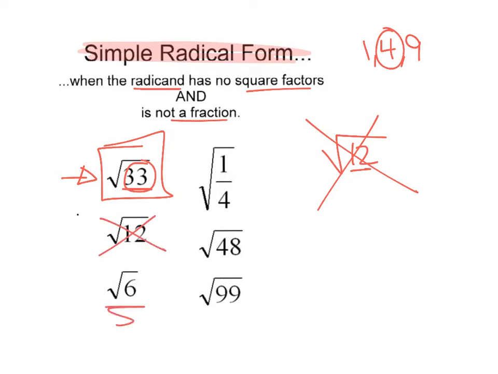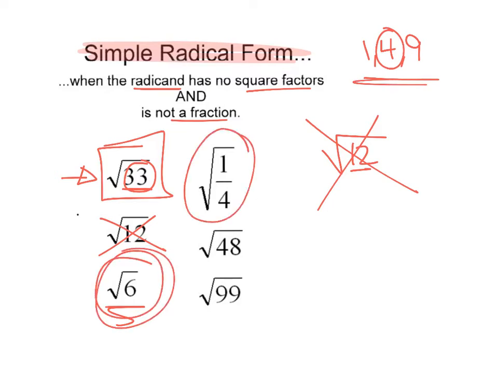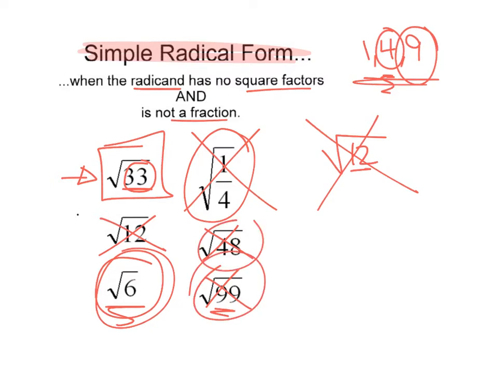Square root of 6, if you look at your list, there's nothing that goes into it. So this is in simple radical form. Square root of 1/4, it's a fraction. It is not in simple radical form. Square root of 48, well, I already can see 4 goes in there. 16 also goes in there. So this is not in simple radical form. And 99, I know 9 goes in there. That's a perfect square. So that is not in simple radical form. So we are going to learn how to change these ones that I crossed off into simple radical form.